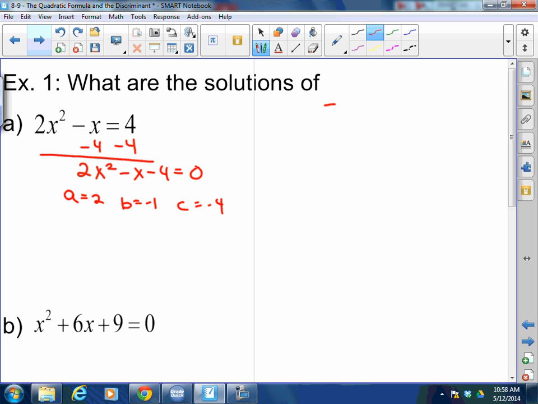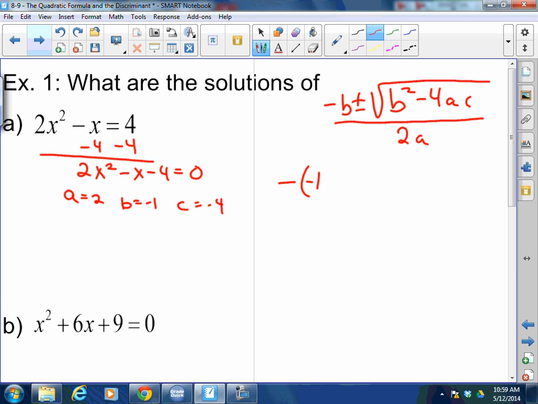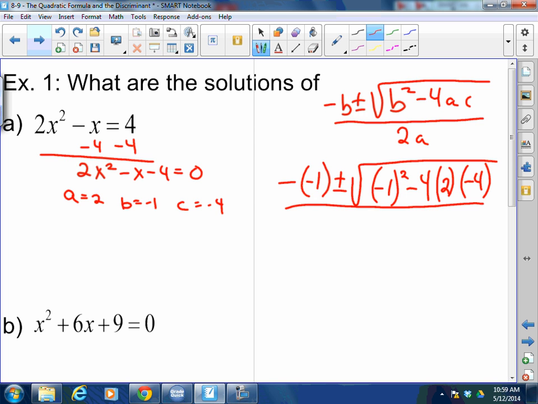Mr. Moore, what's the formula again? It's negative b plus or minus the square root of b squared minus 4 times a times c over 2a. So let's plug it in. Negative times the value of b. B is -1. That's why I put it in parentheses. And not equals. Come on. It's not equals. Plus or minus square root of -1 in parentheses squared minus 4 times a times c over 2a. 2 times 2.